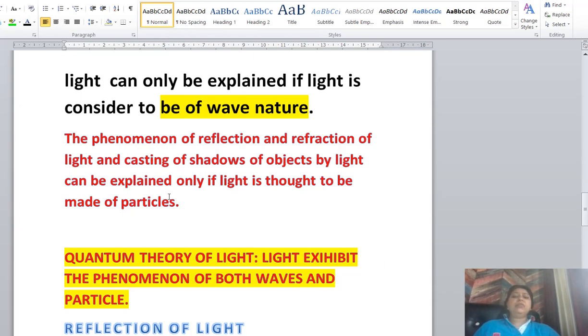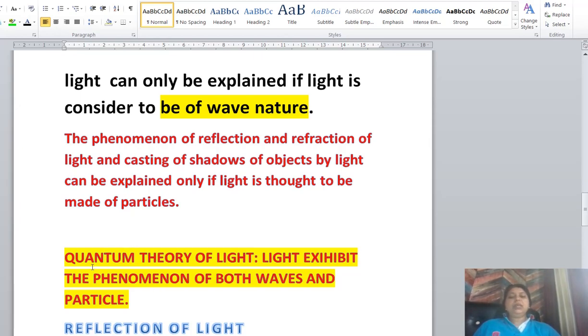Now the second: the phenomenon of reflection and refraction. Just see, both are different words, reflection and refraction. The phenomena of reflection and refraction of light and the casting of shadows of objects by light can be explained only if light is thought to be made of particles. These terms are also very important, and they are explained only when we suppose that light is made up of particles.